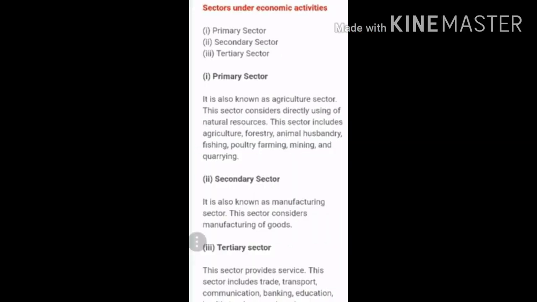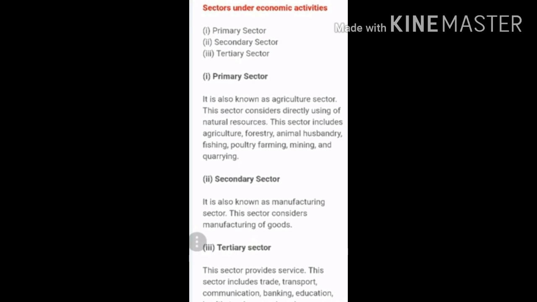Now, when we discuss the economic activities, we also have to discuss the primary, secondary and tertiary sectors. When people engage in these activities, we call them economic activities, because when people are working in these activities, they earn money. So these activities help in earning money. That's why they are called economic activities. So the first point is the primary sector.